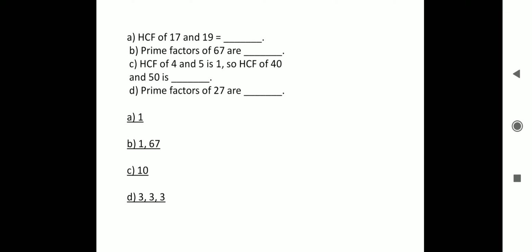HCF of 17 and 19. Here 17 and 19 both are prime numbers. When nothing is common, 1 is the highest common factor. This also I have made you underline, children, so please be very careful.